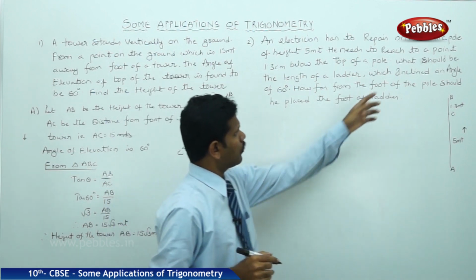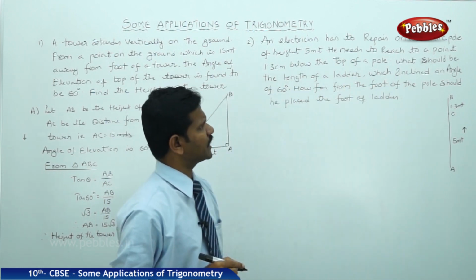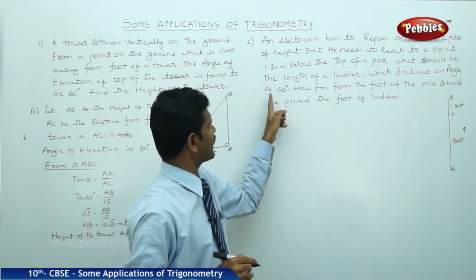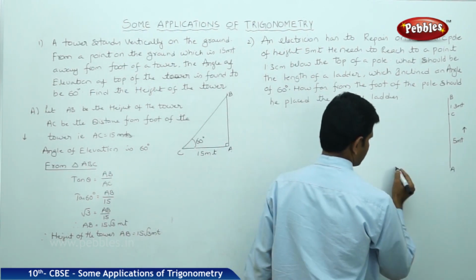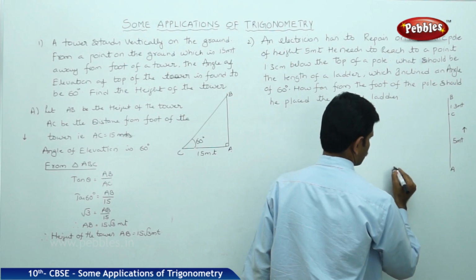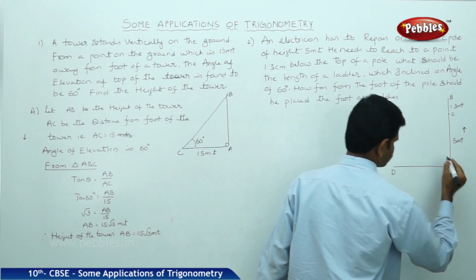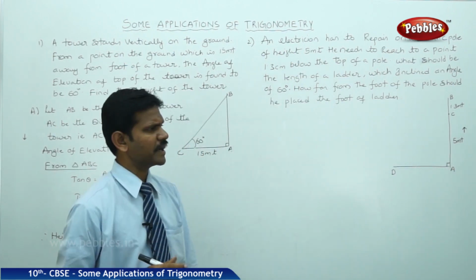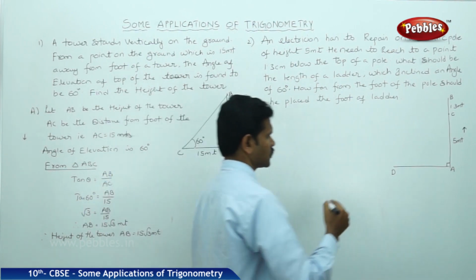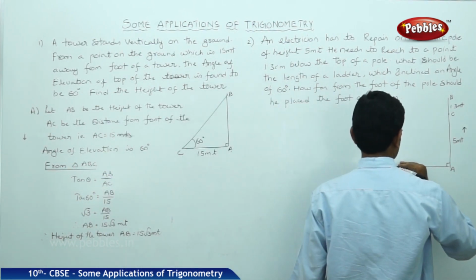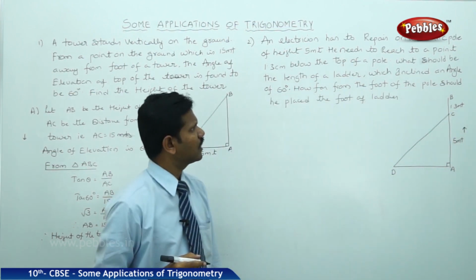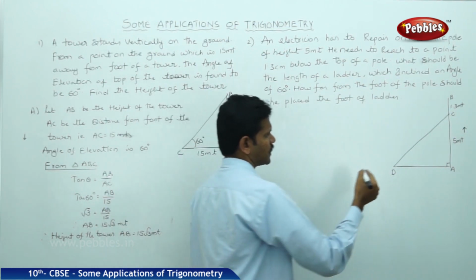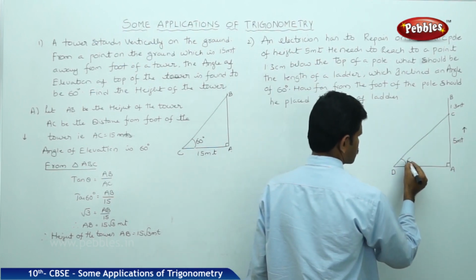Now what should be the length of the ladder which is inclined at an angle of 60 degrees? Let D be the position of the ladder which makes an angle of 90 degrees with the base. Now the ladder is supported at the point C, which is also making an angle of 60 degrees.